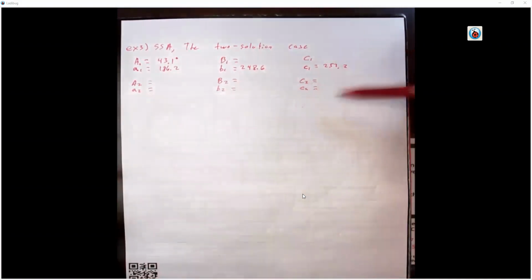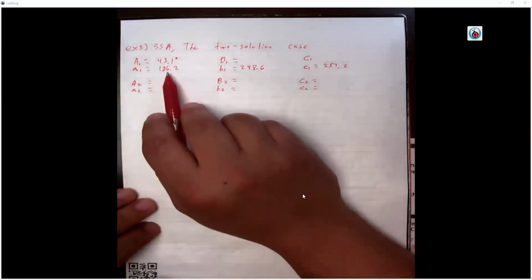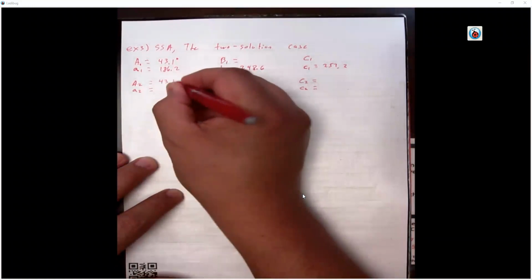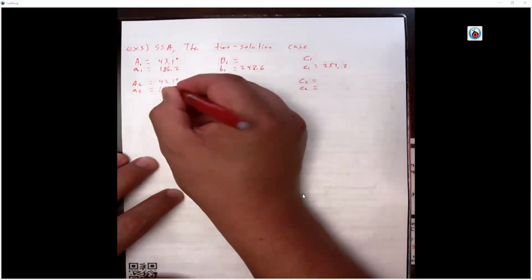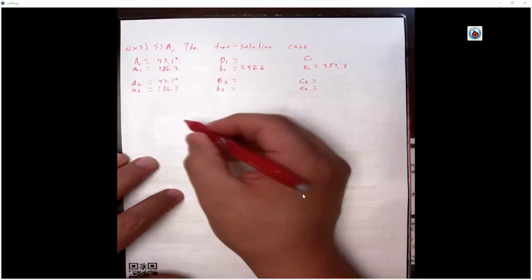Now, only certain ones of these parts here will be different from triangle 1. So let me try to give you the visual so you can understand which ones. Now, the angle A and the side a are fixed. So this is going to be the same. That's what they gave us. These don't change. Okay. Now, let me draw you a picture.